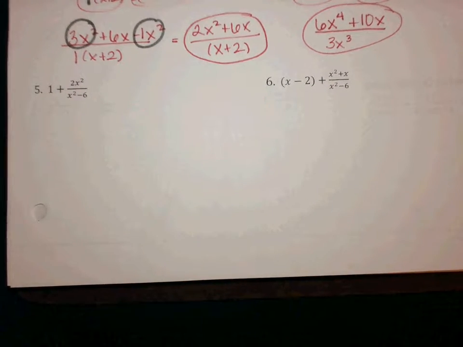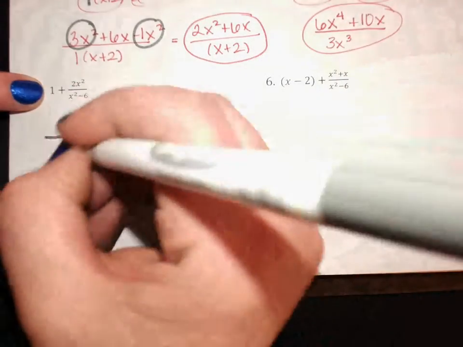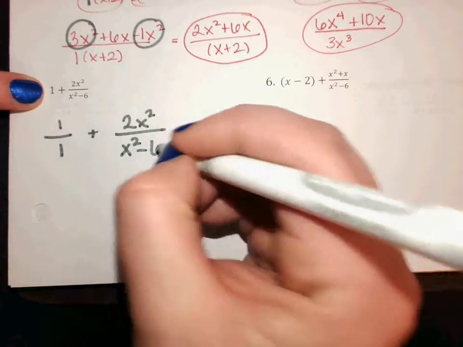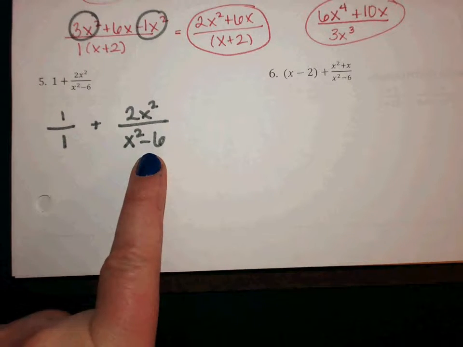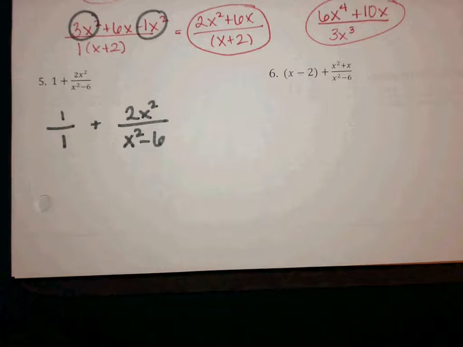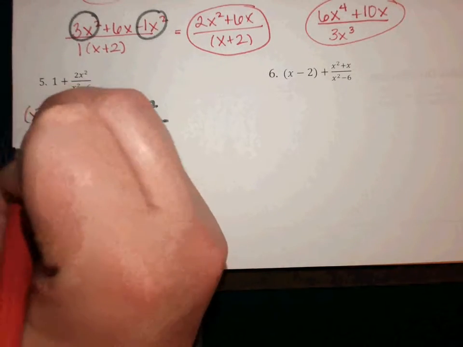Okay, what if my number is a 1? You can still rewrite that. What would your fraction be? 1 over 1. Good. Okay, plus 2x squared over x squared minus 6. Now, I could break this down if I was looking for maybe like this would already have part of it. But if it only has a 1, it doesn't have anything. So I'm going to times by x squared minus 6 and x squared minus 6.